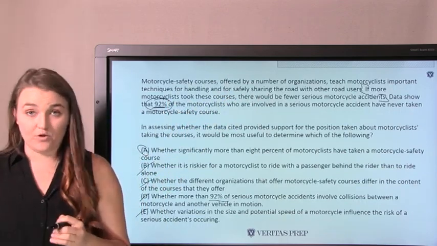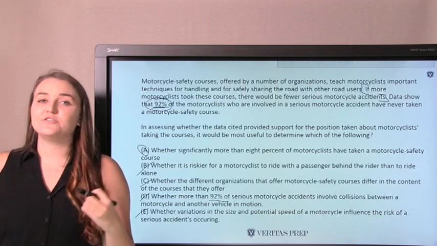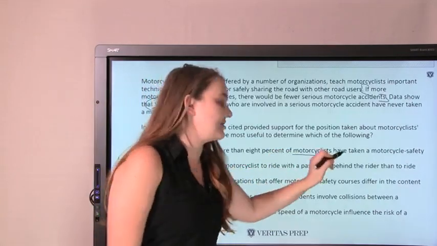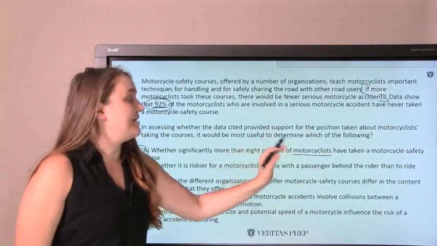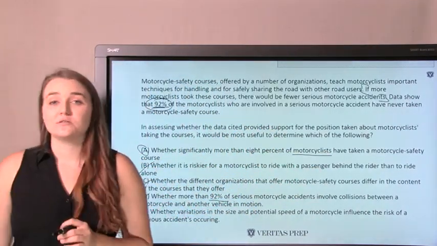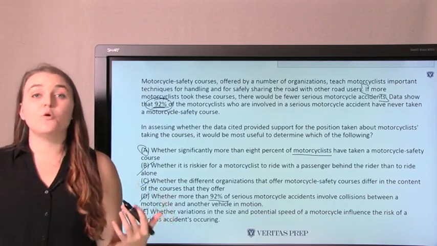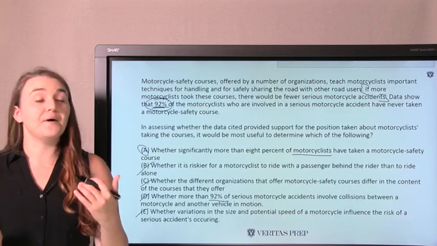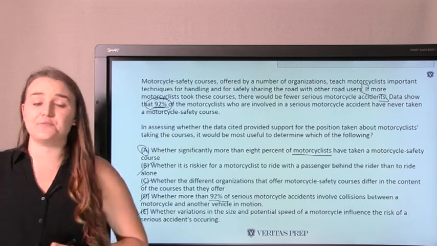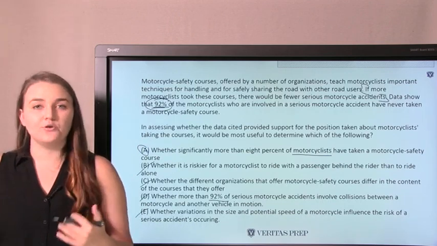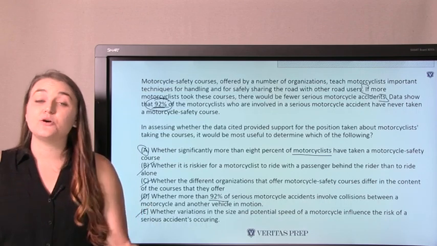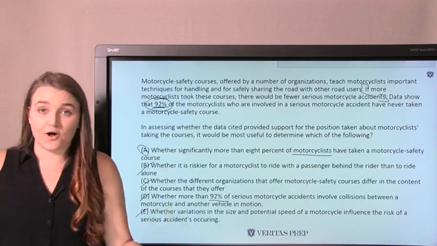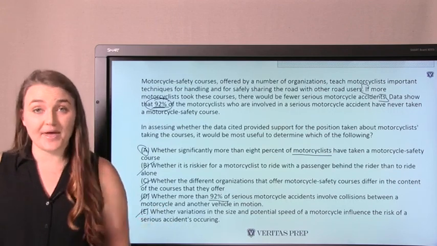But it doesn't address whether it makes sense to use this statistic to draw the conclusion that the motorcycle safety courses are helpful. Whereas with answer choice A, whether significantly more than 8% of motorcyclists in general have taken a motorcycle safety course: if, let's say, 50% have taken the course, but only 8% of the people involved in accidents are those who have taken the course, this gives me good reason to believe that taking the course makes you less likely to be involved in an accident, right? It leaves you better prepared.